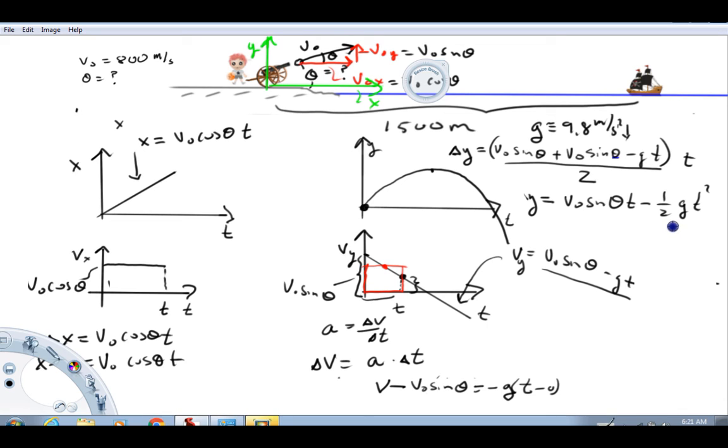So the next step in this problem is an algebra step. I'm going to go ahead and get rid of some of the work I don't need.